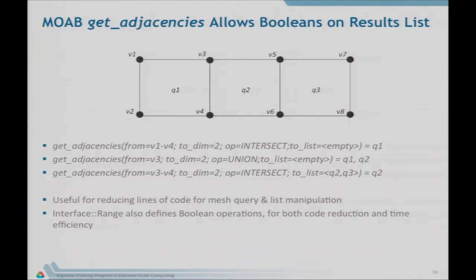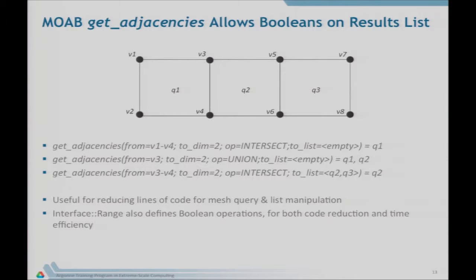So you can do Booleans on the return list that come from adjacency functions with MOAB. In this example, if you called GetAdjacencies passing in vertices 1 to 4, you want faces back, and you pass an operation of intersect, that means your result will pass you back just quad 1. Whereas if you pass a parameter of union instead of intersect, and you pass vertices 1 to 4 in this example, you'll get back quads 1 and 2. So it depends on the application what they want back from that API call. But this provides a way of cutting out a few lines in the application code to filter down your list.